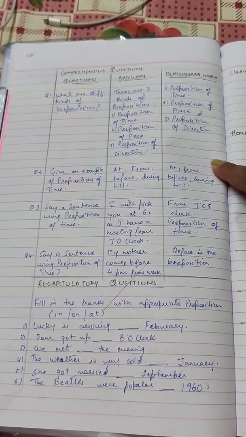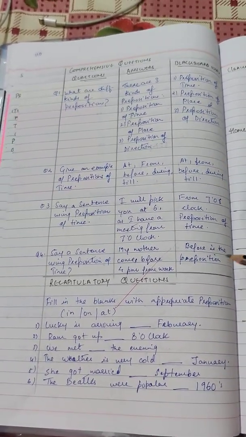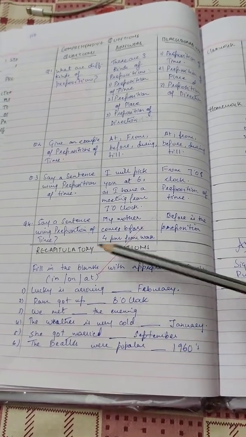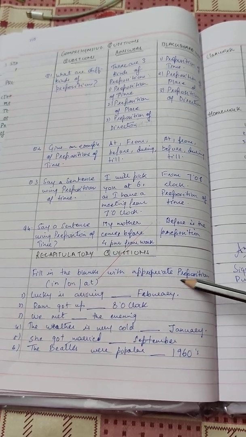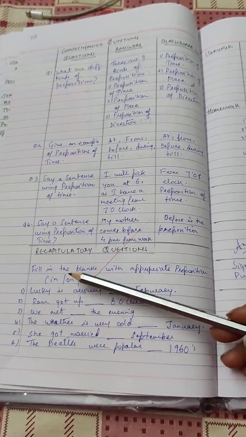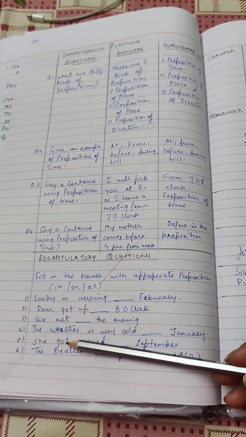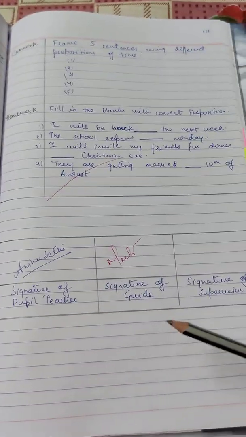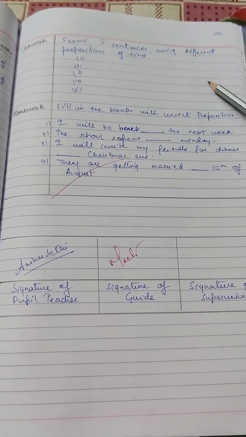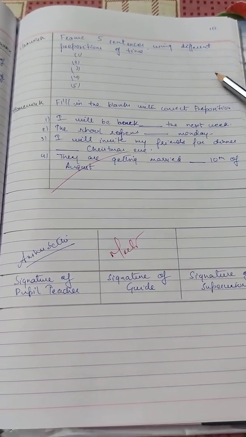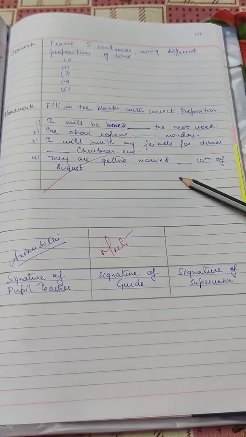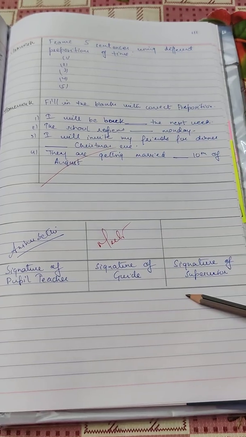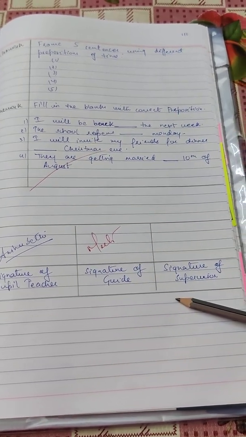Then the recapitulatory questions. These are always objective type for grammar. Like here I have written, fill in the blanks with appropriate preposition. The prepositions are given in the bracket. Here are the sentences and the students will fill up the blanks with the correct preposition. Then comes the classwork, then the homework, and here we end the lesson plan with signature of pupil, teacher, signature of guide and supervisor.